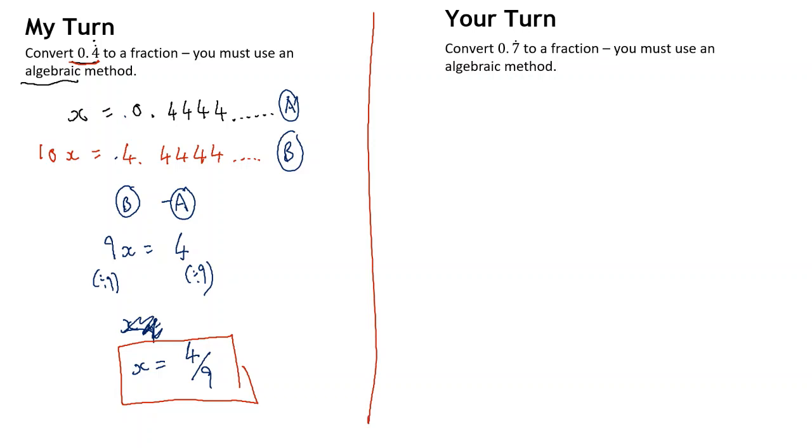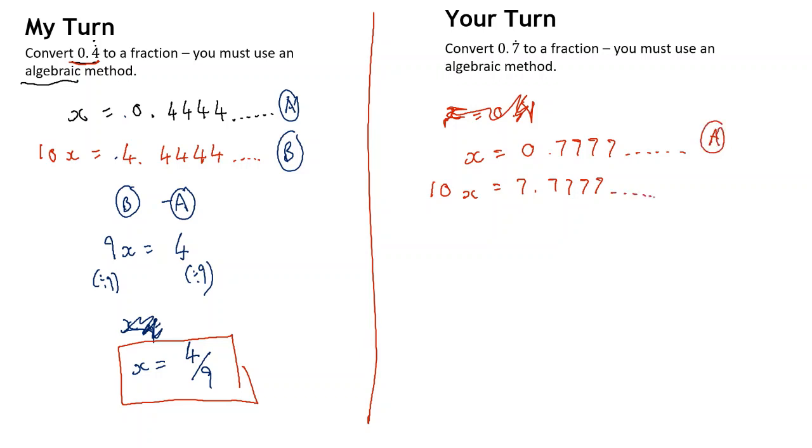So for this one, we begin by saying x equals 0.7 recurring. I'm going to start this writing again, it's horrible, sorry, Year 10. We're going to start by saying x equals 0.77777 and so on. We then work out what 10x would be, and that would be 7.7777. Then if I label A and B, we can do B subtract A.